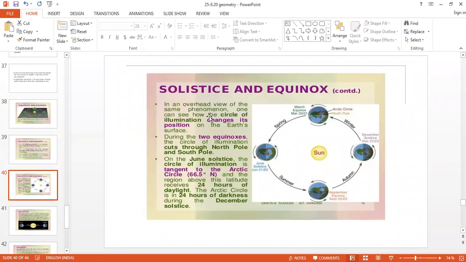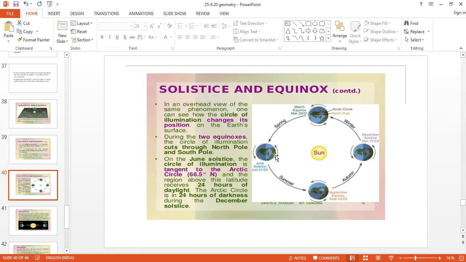In an overhead view of the same phenomena, one can see how the circle of illumination changes its position on Earth's surface. During two equinoxes, the circle of illumination cuts the North Pole and South Pole. On June solstice, we are seeing in this figure, the circle of illumination is tangent to the Arctic Circle.